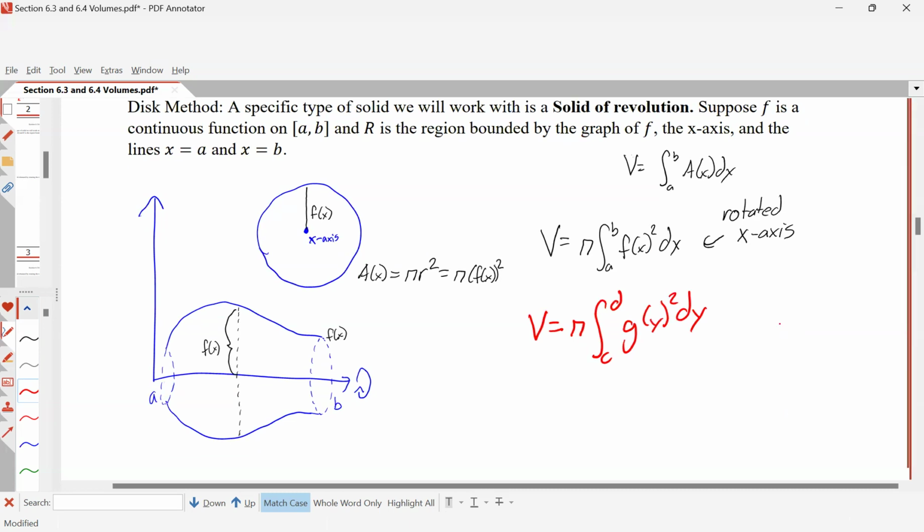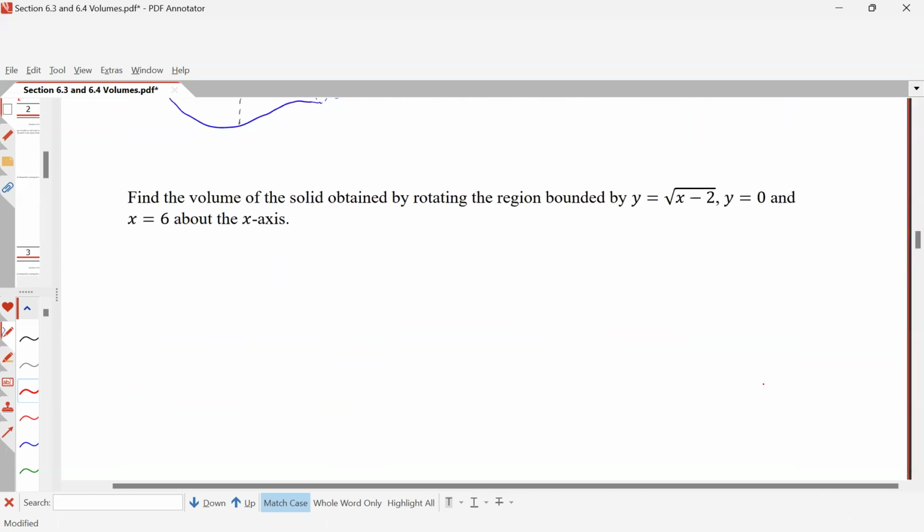So let's take a look at an example. Suppose we have the function y equals the square root of x minus 2. That is also bounded by y equals 0, which is the x-axis, the line x equals 6, and we're rotating around the x-axis. So our function is the square root function starting at 2. We are bounding it off at 6.